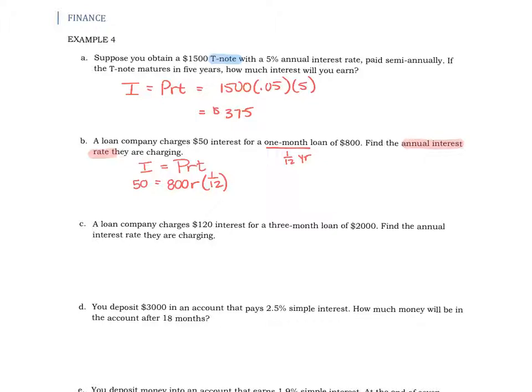Multiplying the 800 times the 1/12 and then dividing both sides of the equation by that amount, we will find that R is 0.75. Now that is your interest rate as a decimal. That means that this loan company is charging 75% interest. And that's exactly the kind of thing that you're going to get from those short-term loan companies. Okay, I'm going to have you pause the video, work questions C and D and E at this point, and then come back and see how you did.